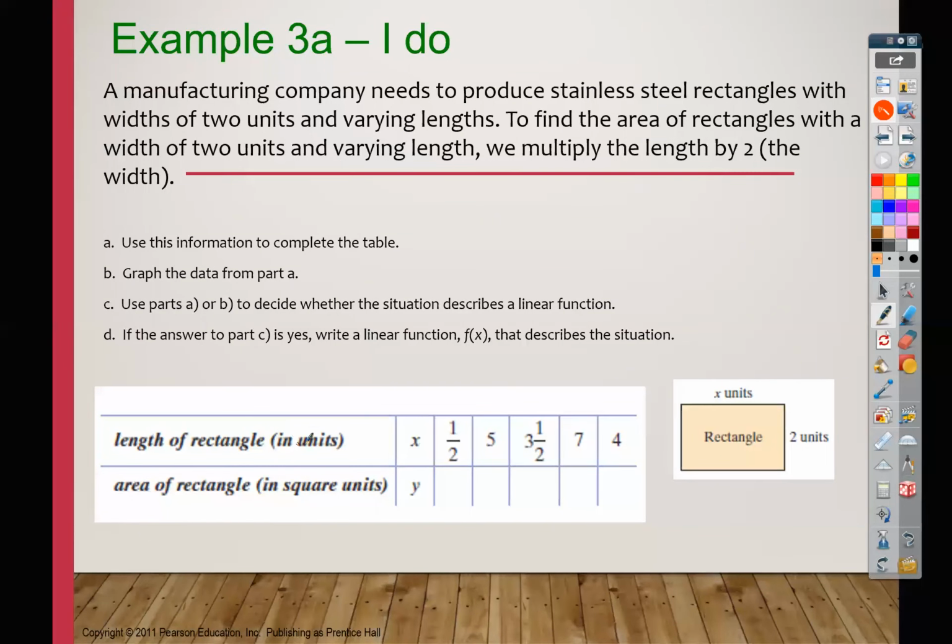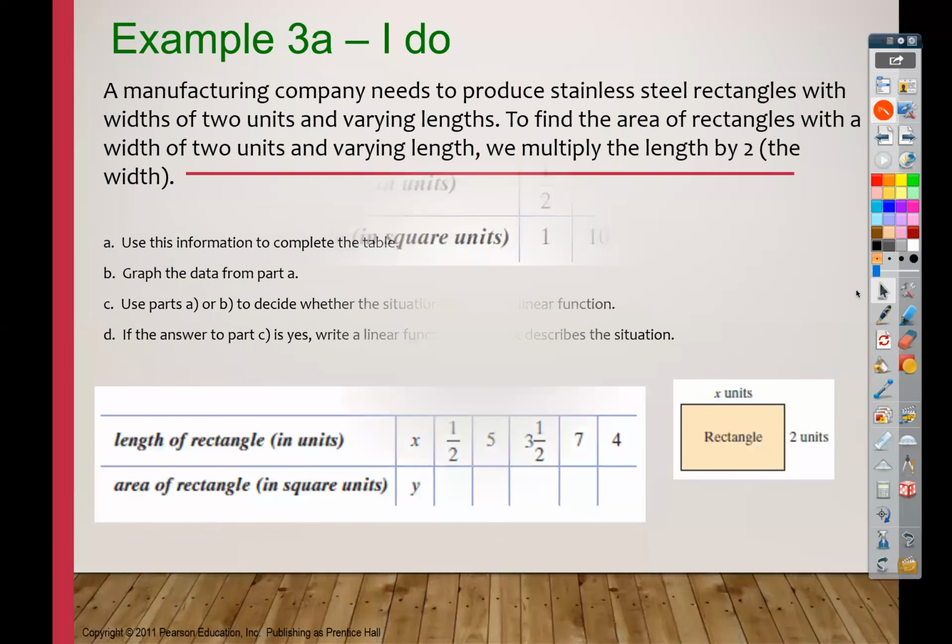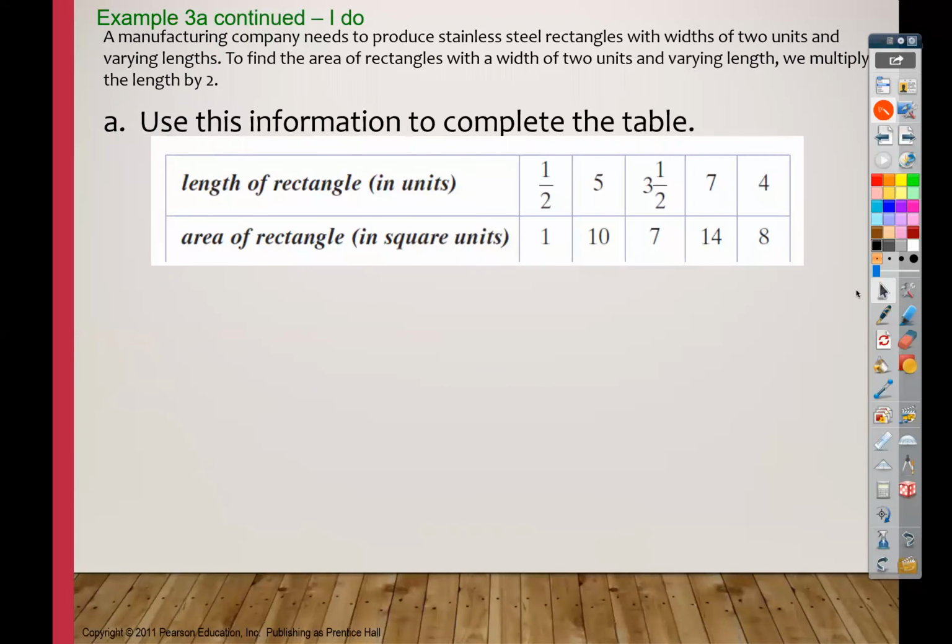The length is X, the width is 2, and they want us to find the area. So we know that area equals length times width, right? So if the length is 1/2, times 2 would be 1. 5 times 2 is 10. 3.5 times 2 is 7. 7 times 2 is 14. 4 times 2 is 8. So if you go on to the next slide, you will see this in that table.